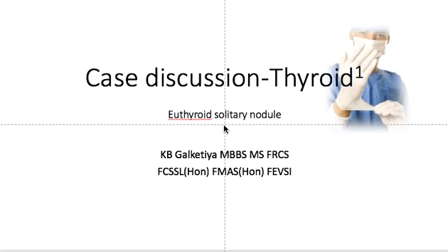We'll come to the first discussion on thyroid pathologies, and here I'll be discussing euthyroid solitary nodule. So, as a preamble to this discussion, when you see a person with a goiter, there are two important things that you have to make in your clinical diagnosis. That is the morphological type of the goiter, whether it's a solitary nodule, or whether it's a multinodular goiter, or whether it's a diffuse enlargement.